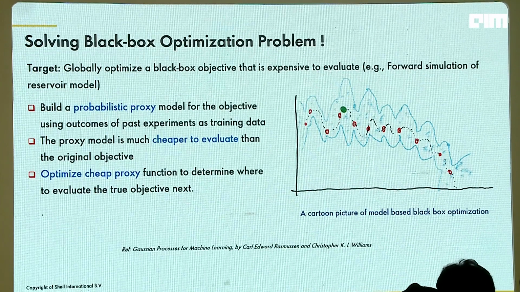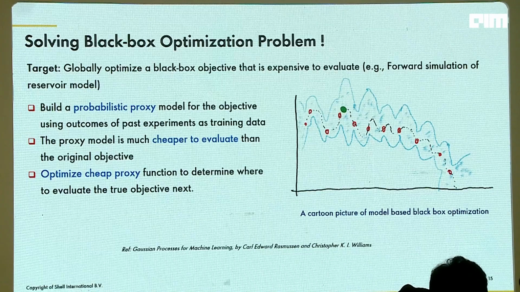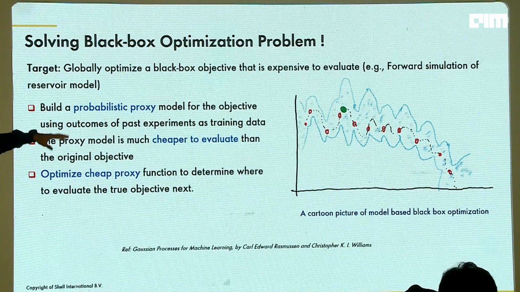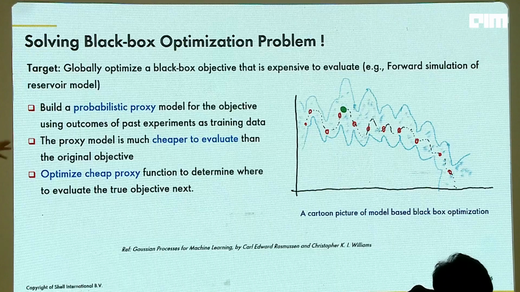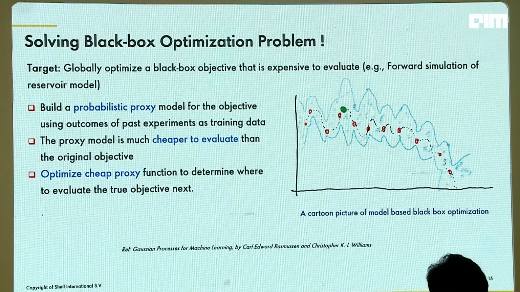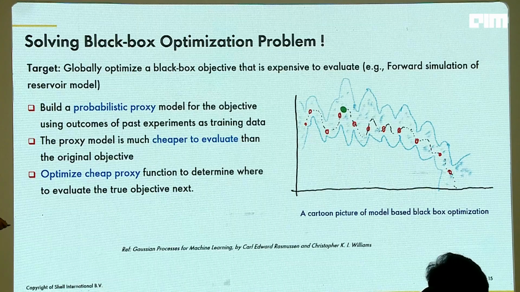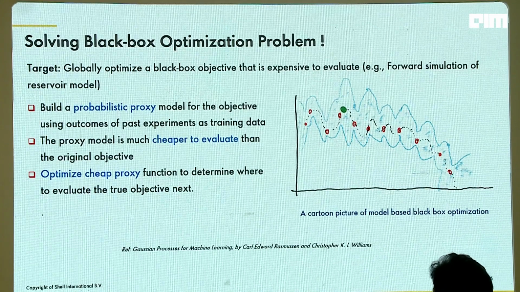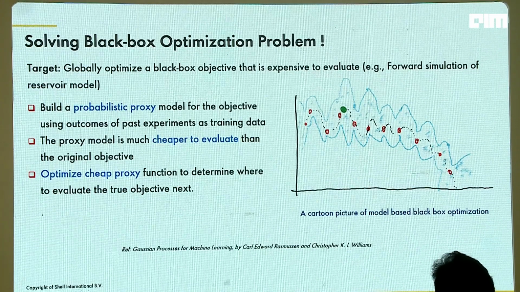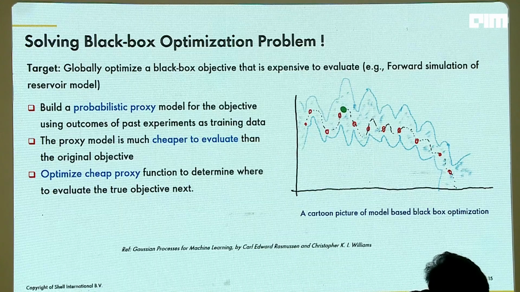The cartoon picture on the right-hand side shows that the dotted black line is your true cost function. The red dots on this black line are the points which are already evaluated. You have information about those points.